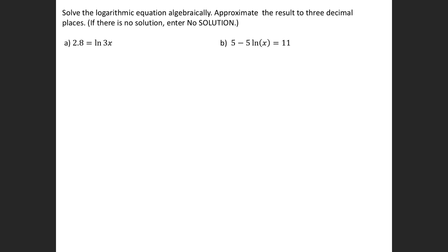Any questions before I move on? Okay, please ask if I go too fast or if there's more clarification needed. All right, let's solve these two.